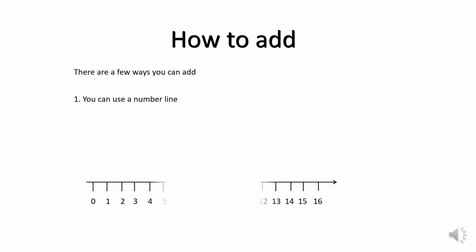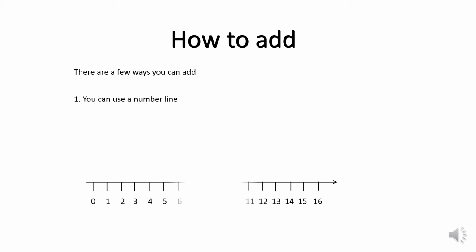The next thing that I'm going to talk about is how to add. Now, there are a few ways that you can use to add. You can use, for example, the number line. In this method, all you have to do is draw a line and write the numbers in equal spacing in running order underneath the line, like so: 0, 1, 2, 3, 4.